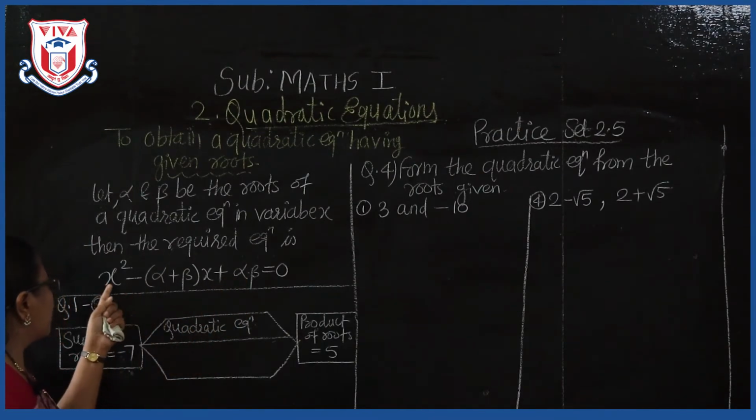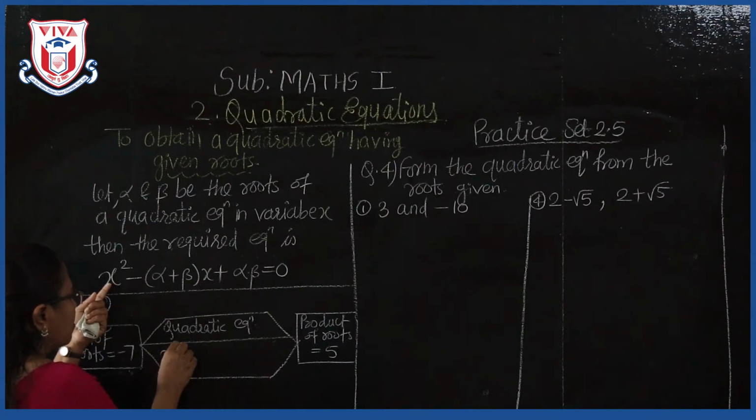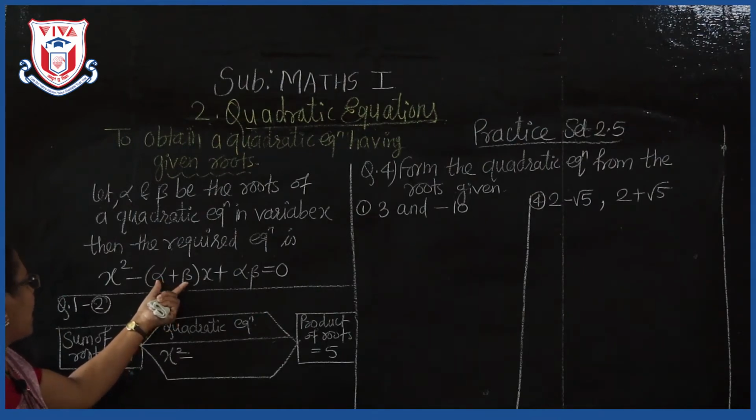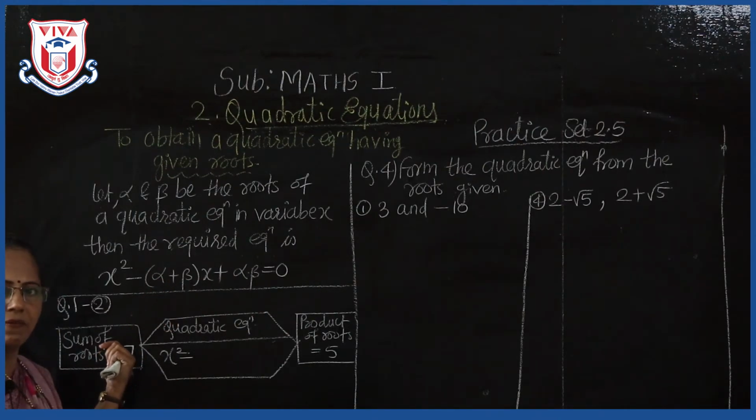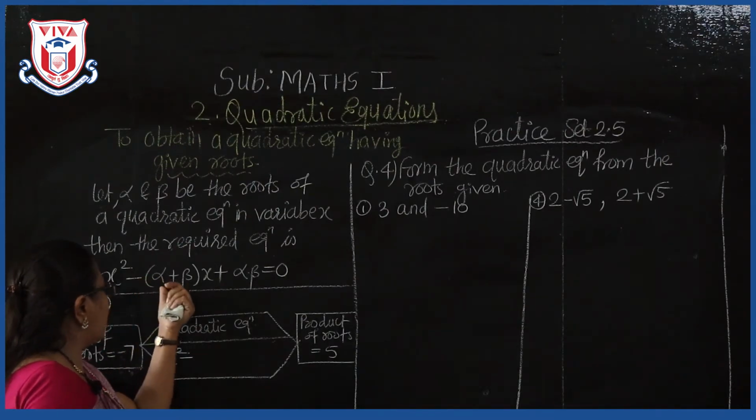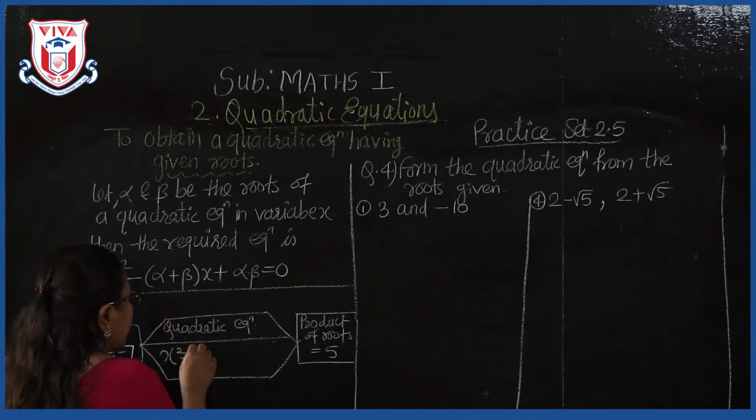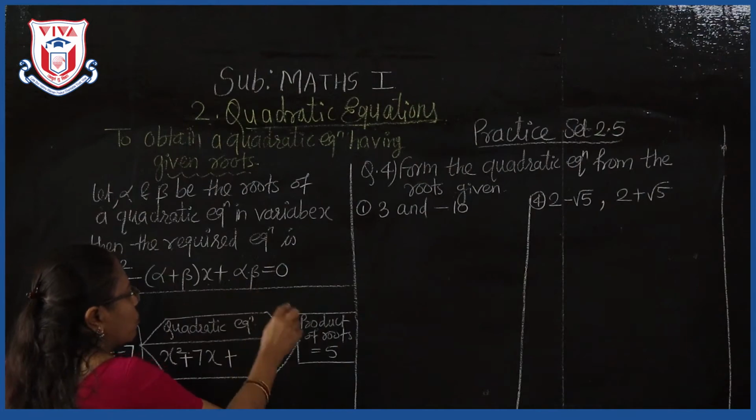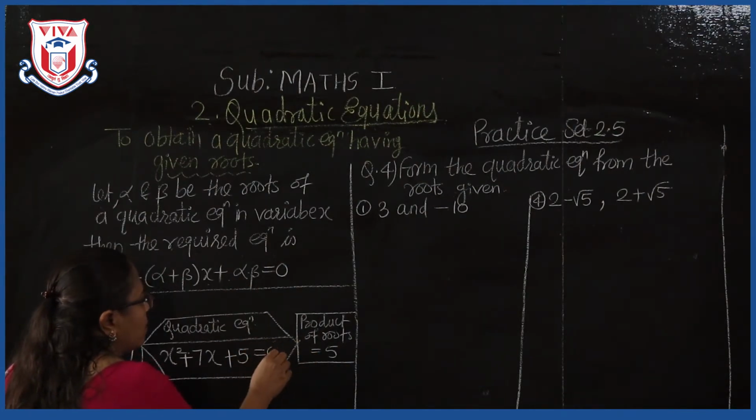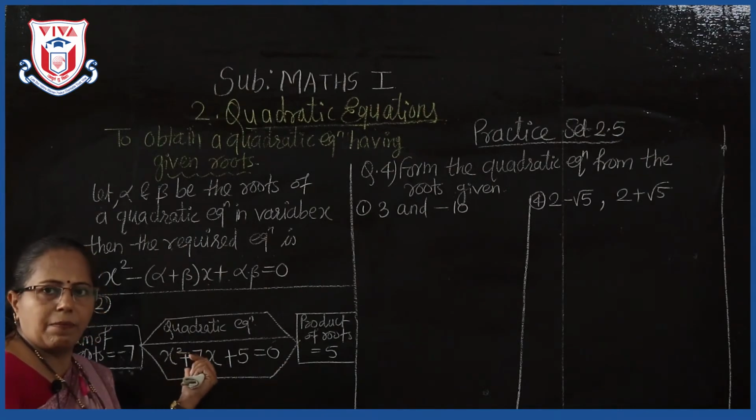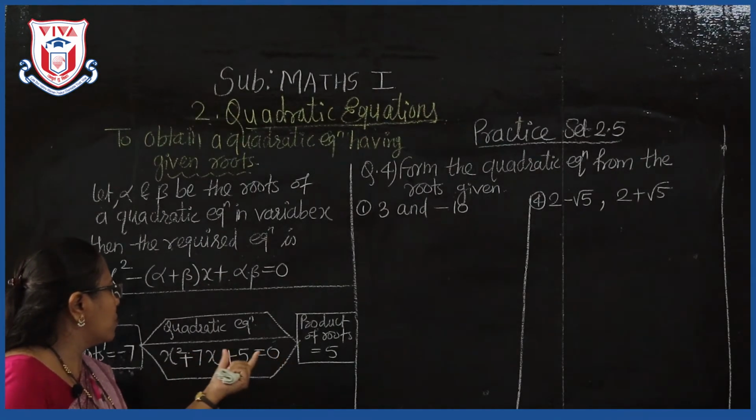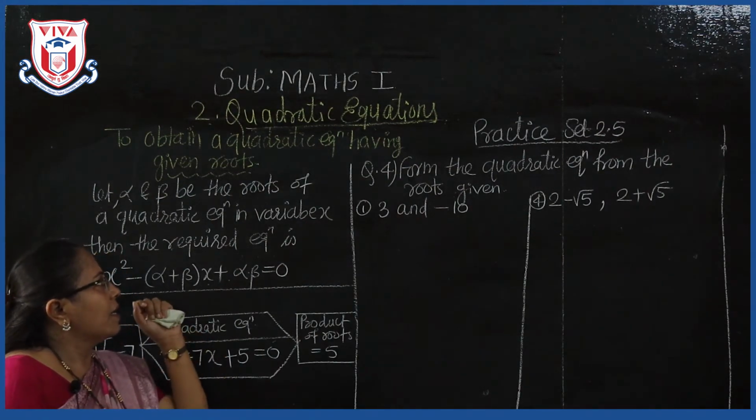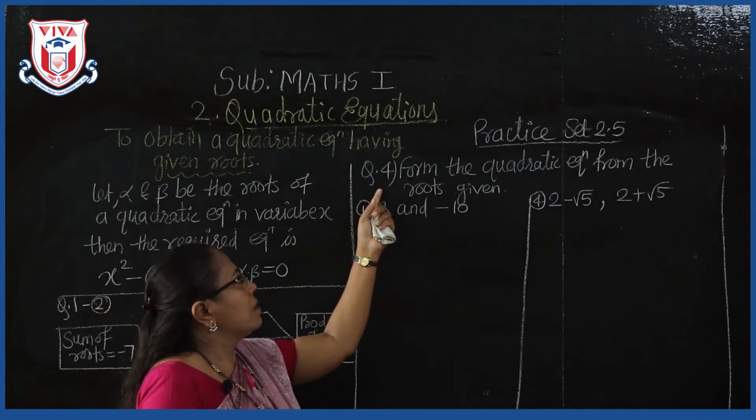So according to that, first we will write x square minus (alpha plus beta). Now this alpha plus beta is given, minus 7. Now minus into minus 7, we will get plus 7x, plus alpha into beta is 5, equal to 0. So simple. x square plus 7x plus 5 is equal to 0. This is the required quadratic equation. Followed?